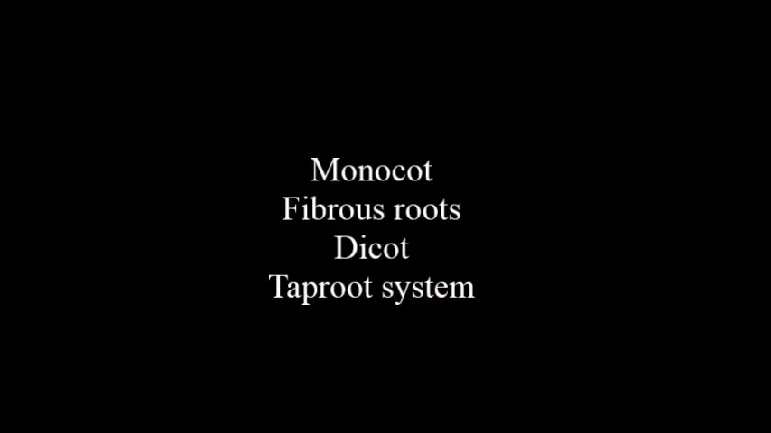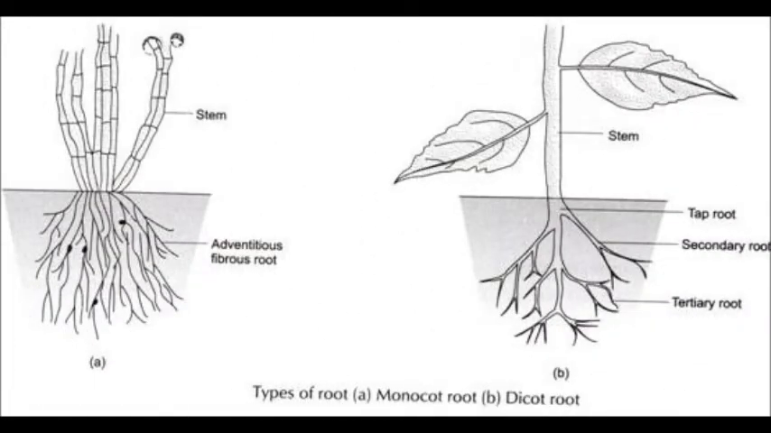Monocots have fibrous roots, while dicots have a taproot. On the left example, we see a monocot with a fibrous root system, as it's very fine and spreads out diversely. On the right, we see the taproot system, which consists of a larger, thicker main root with smaller roots coming off of it.